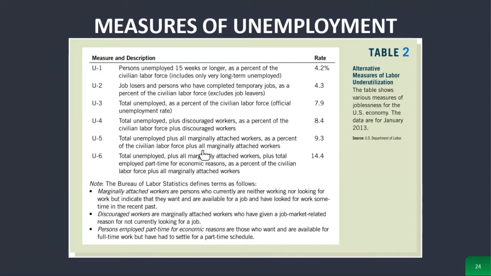Now, we have a few measures of unemployment. So at the base level, we have what we call U1, which is persons unemployed 15 weeks or longer as a percent of the civilian labor force. This includes only the very long-term unemployed. And in 2012, this number was about 4.2%.